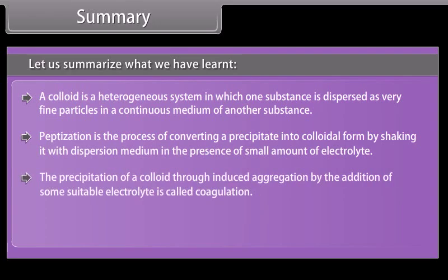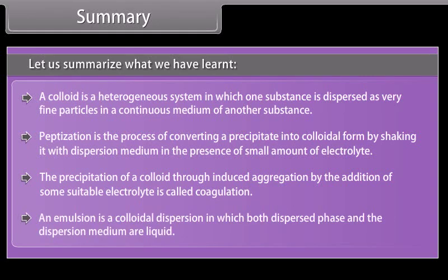The precipitation of a colloid through induced aggregation by the addition of some suitable electrolyte is called coagulation. An emulsion is a colloidal dispersion in which both dispersed phase and the dispersion medium are liquid.